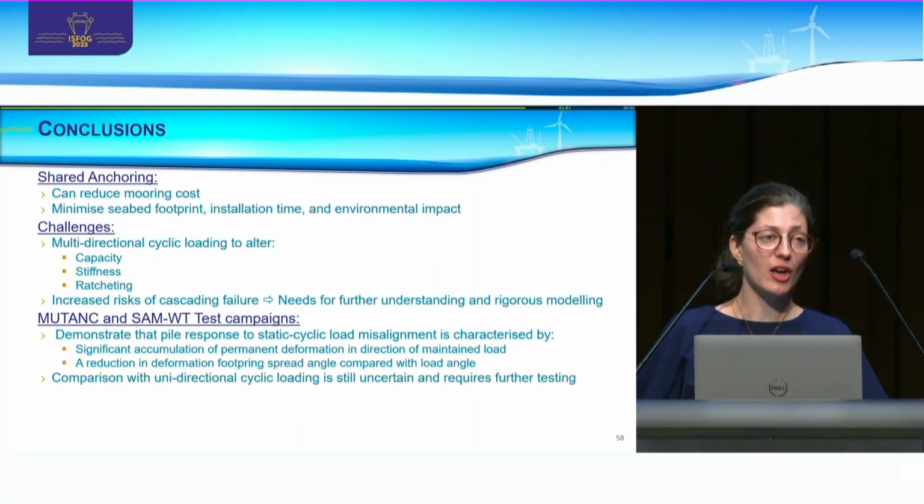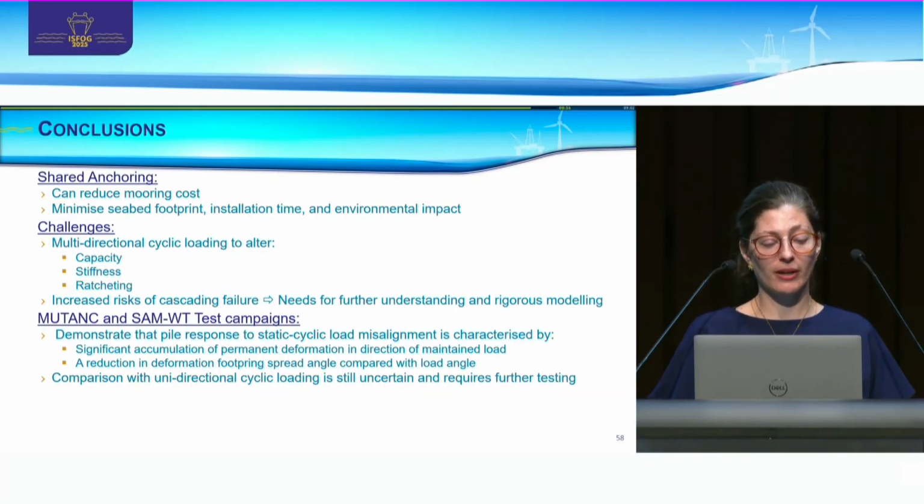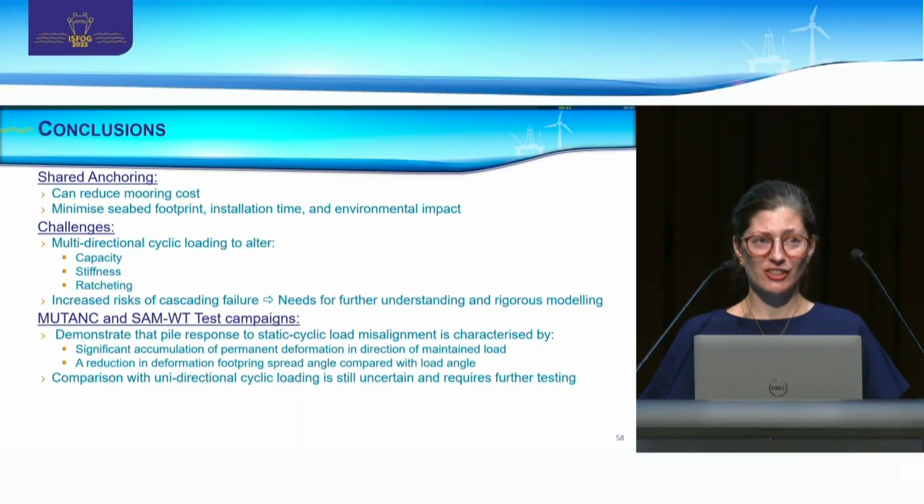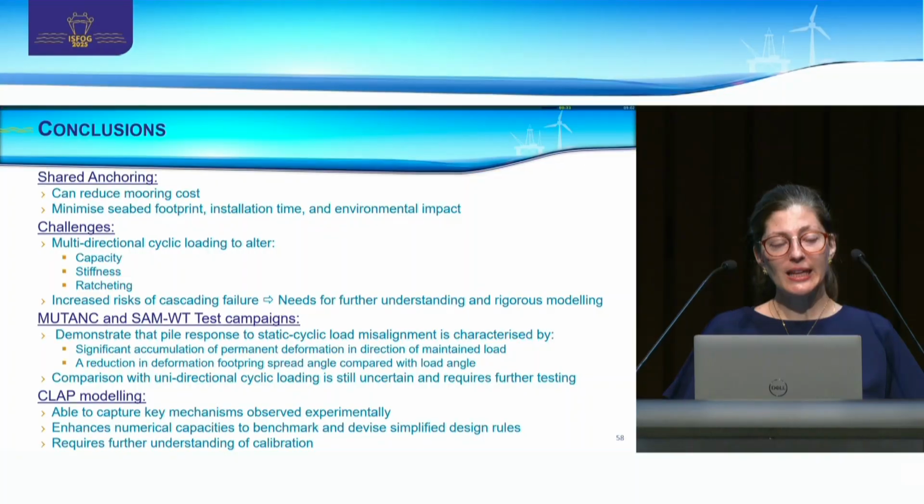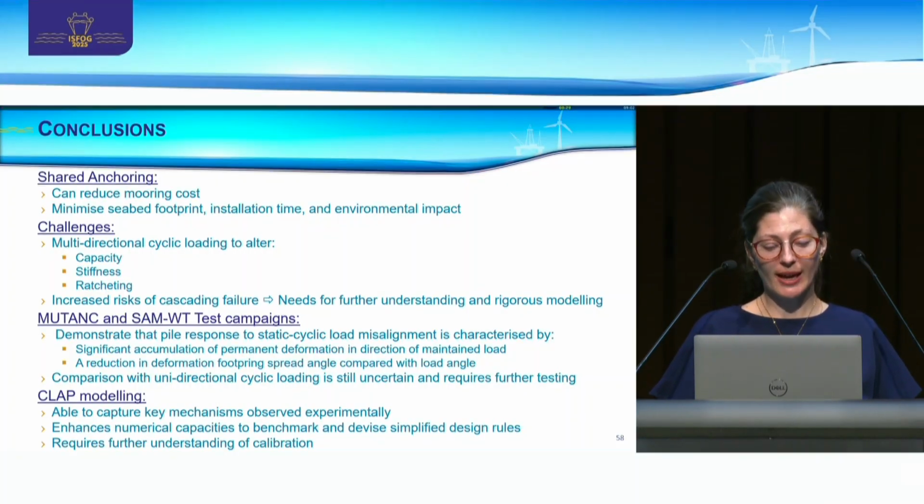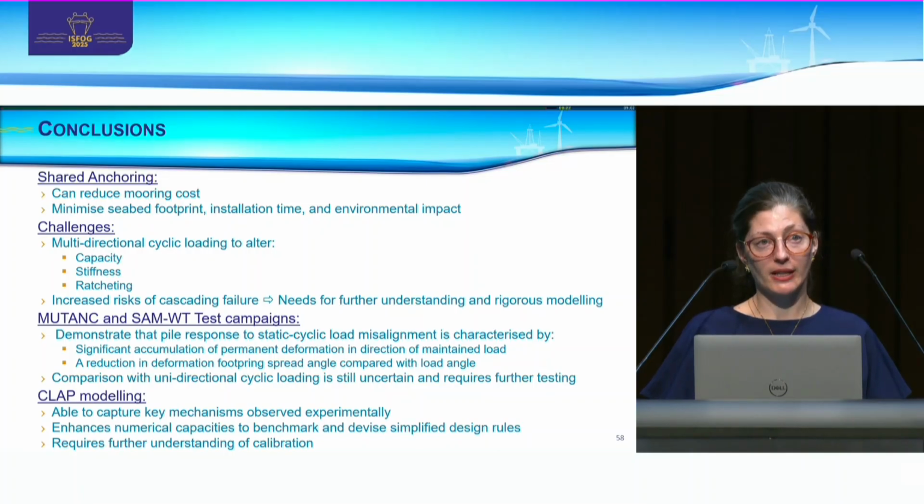Mutank and SAM-WT are two experimental projects that aimed at understanding this further, and they both demonstrate that the pile response to static cyclic load misalignment is characterized by a significant accumulation of permanent deformation in the direction of maintained load and a reduction in deformation spread angle compared with the load angle. The comparison with unidirectional cyclic loading is still uncertain and requires further work, but both test campaigns give you an idea of the philosophy of testing that we might want to be doing. The CLAP model enables us to capture those key mechanisms that we've observed experimentally and enhances the capacity to benchmark and devise simplified design models for industry practice, provided that further work is done on calibration.